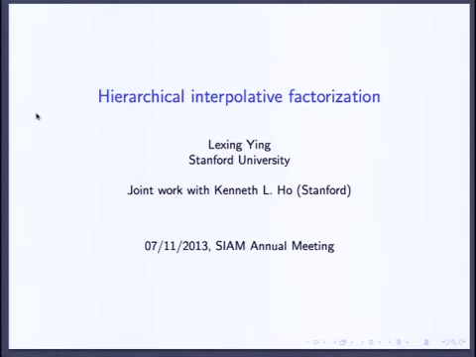Thank you very much, Professor Fonseca. I'm really honored to receive this award, and I think that a lot of other young people equally deserve this award, and I feel very lucky. Today I'm going to talk about my recent joint work with my postdoc, Kenneth Ho, at Stanford University, and the title is Hierarchical Interpolative Factorization.